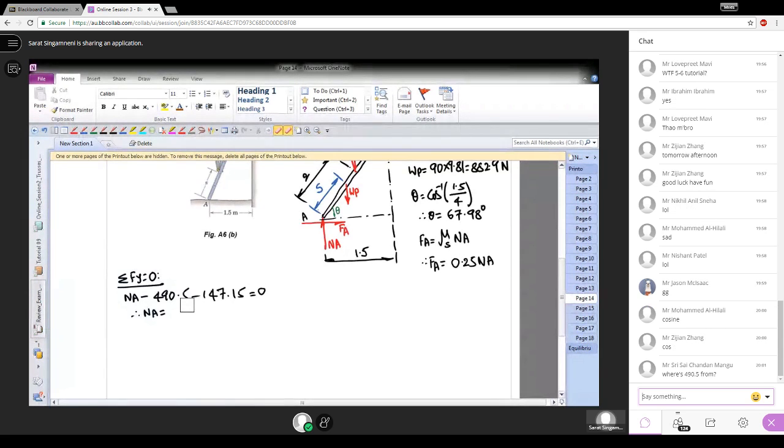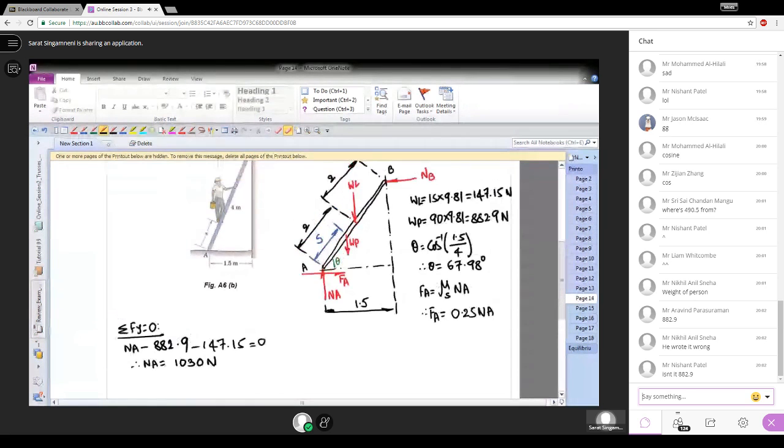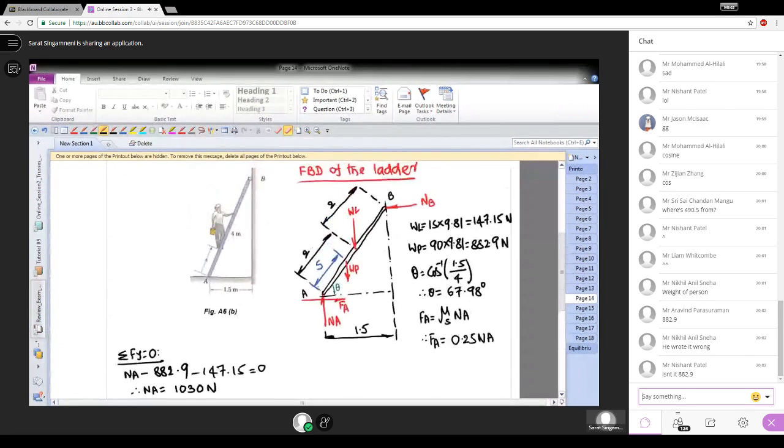Wait, what is this? I made a mistake here. The weight of the person is 882.9. So Na is equal to 1030. So that is the normal reaction at A.